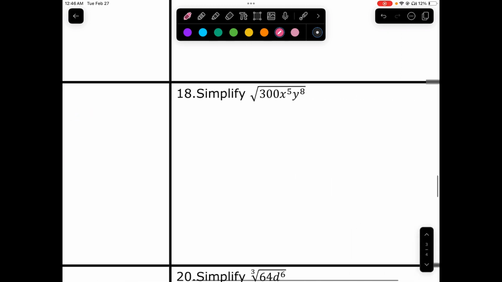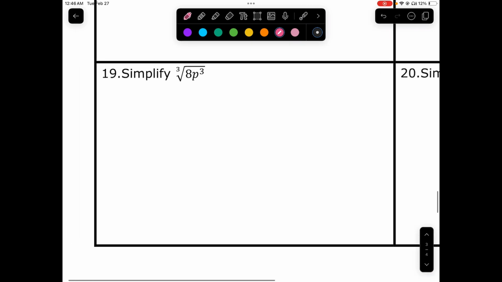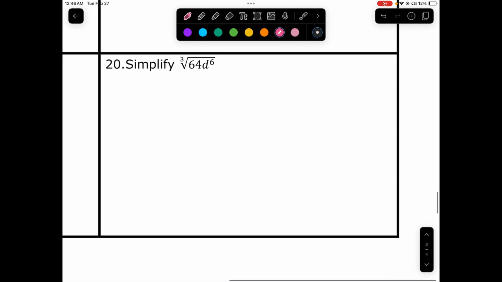Number 18, give it a shot. Number 19, simplify this one. All right, there's a cube root, so this time we need groups of 3. I'll be honest, though, it don't take all that because 8 is already a perfect cube. P to the third is already a perfect cube. So the cube root of 8 is 2, not 3. Get your life. The cube root of p to the third power is just p. Done. Go ahead and try number 20.